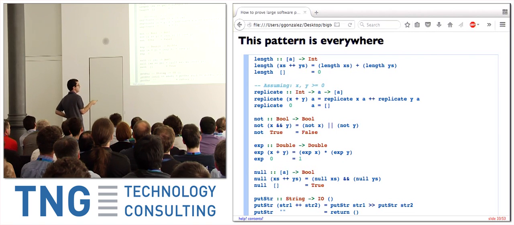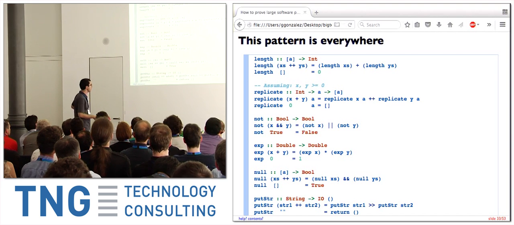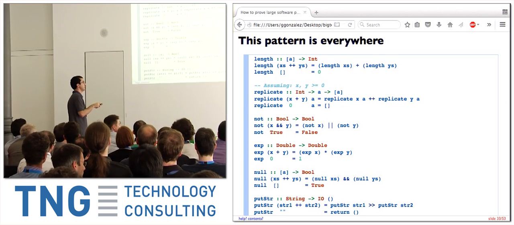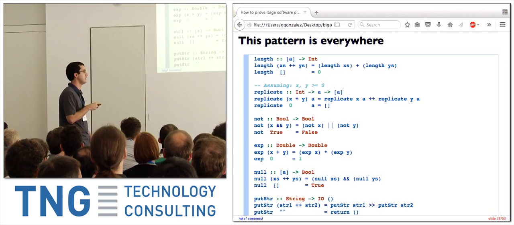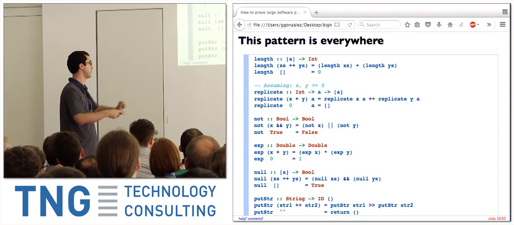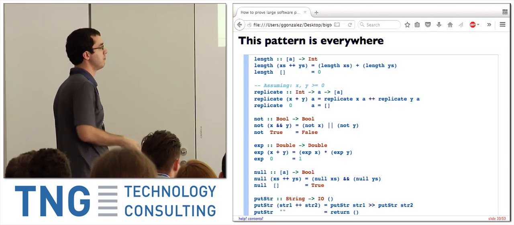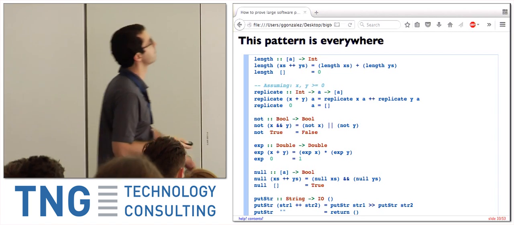Null is a function that takes a list and tells you, is it empty? It distributes over concatenation to give and, and distributes over the empty list to give true. putStr is something that prints a string to the console without a trailing newline. This distributes over string concatenation to give sequencing. So if I putStr string 1 concatenated with string 2, it's the same thing as first printing string 1 and then printing string 2. If I call putStr on the empty string, I get back the empty subroutine.